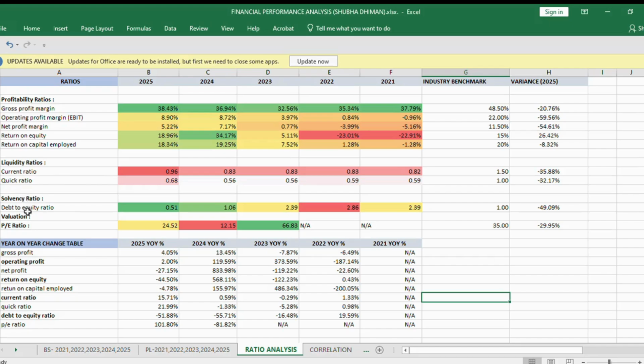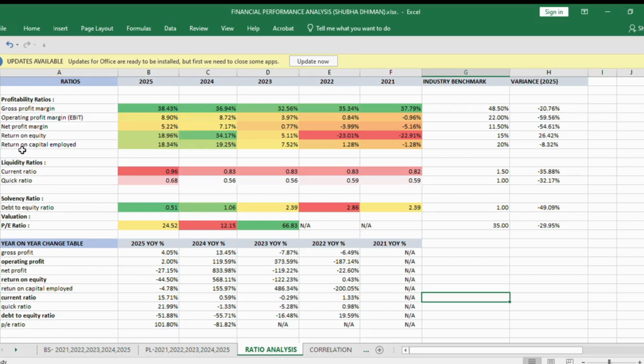Next is return on equity. I use the formula net profit divided by shareholders' fund or equity. This is a key metric for investors as it shows how efficiently we are using their capital.